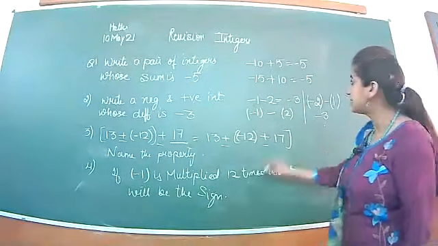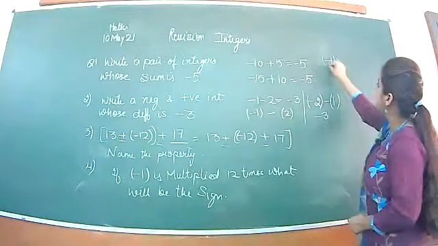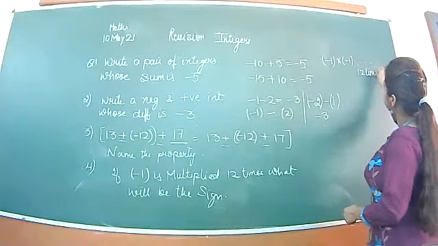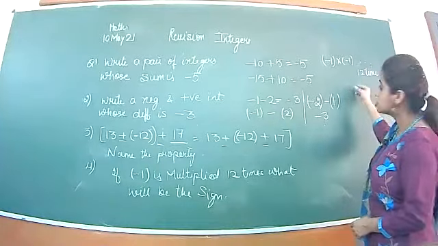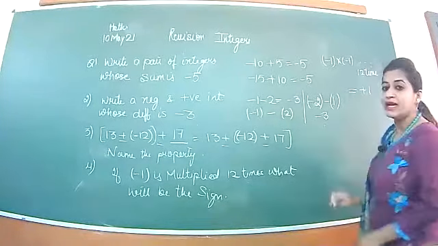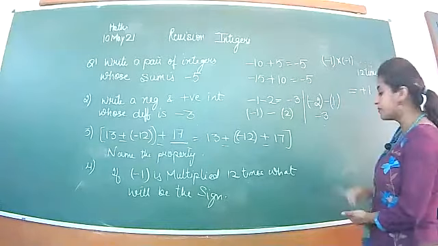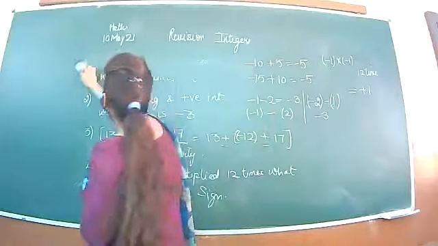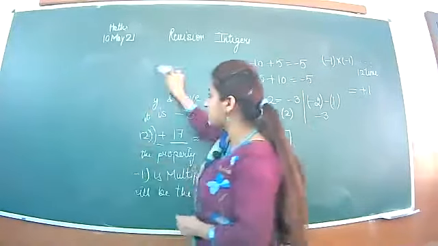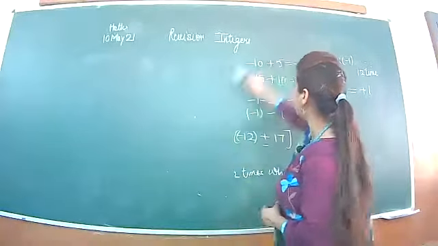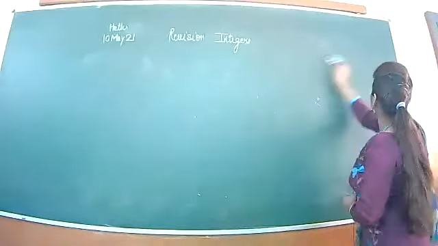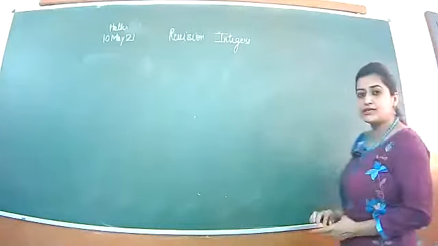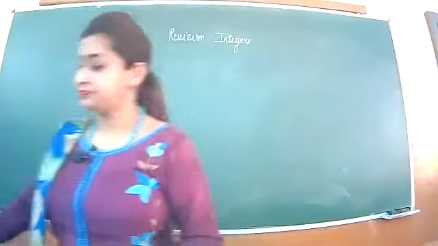Next is, if I multiply -1, 12 times, as you can see that 12 is even, so the answer will be +1. If it is odd, then the answer will be negative. If it is a positive even number, then the answer will be positive. If it is an odd number, the answer will be negative. Is it okay? Any doubt?